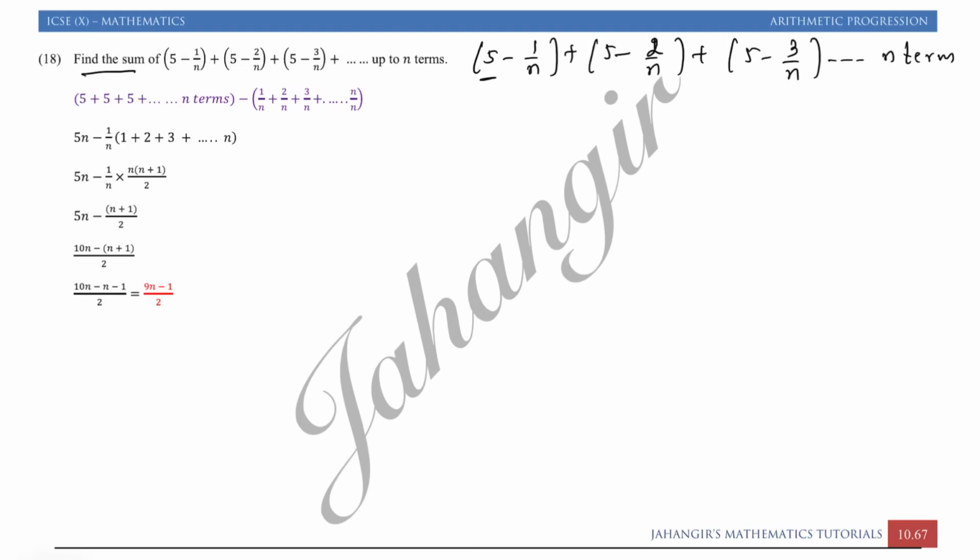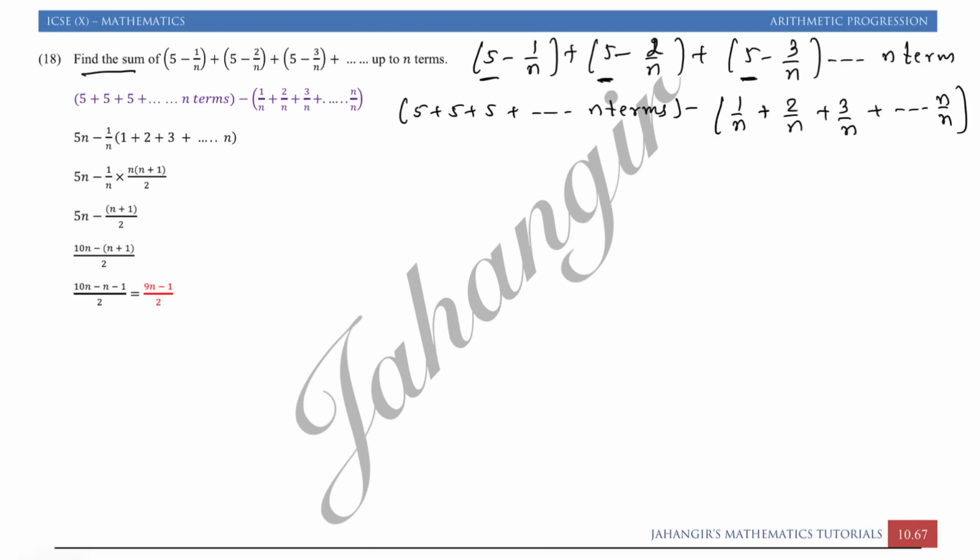So let us take 5 from the first. We will take 5 in one bracket. We are not taking common, we are just taking it. The first bracket we are writing separately. That is 5 plus 5 plus 5 plus up to n terms. Plus, let us write, minus 1 by n plus 2 by n plus 3 by n plus up to n by n, that is up to n terms.